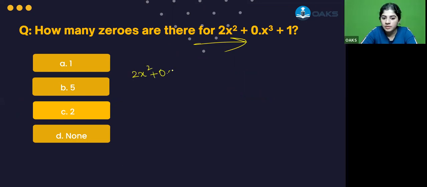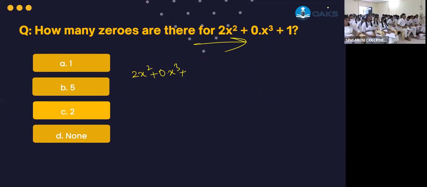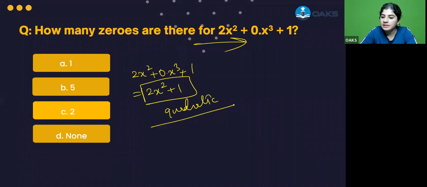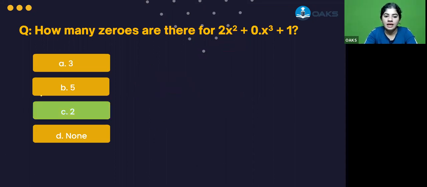2x square plus 0 into x cube plus 1. Okay, so what is the final polynomial? It is 2x square plus 1. And this is a quadratic polynomial. Quadratic polynomial means degree is 2. So what is the number of zeros? 2. Okay, so C is the correct option.